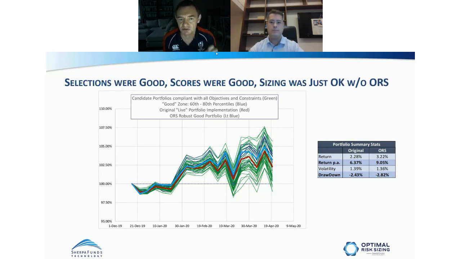But because he wasn't so risk aware, despite having good selection, good scores, whatever, he underperformed what he could have done with a little bit more systematic approach. And Sherpa gave him like 250 bips per annum better returns, which is our sort of standard number. It takes you from the 50th to the 60th, 65th percentile of possibles of what you do.